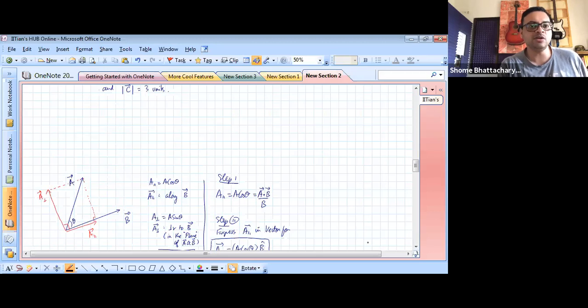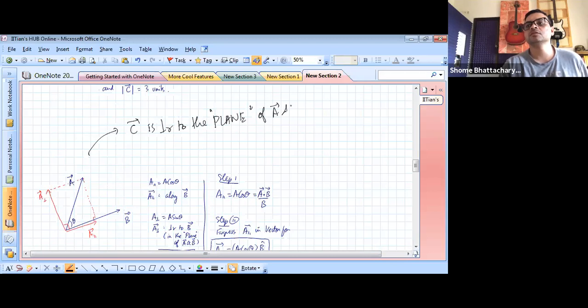Yes, very good, Samad. It is along n cap, where n cap is the unit vector perpendicular. So in this diagram, where is the vector C? The C is perpendicular to the plane of vectors A and B. This whole plane of A and B is the plane of the board, that is the plane of the screen. Okay, so that means C should be either coming out or going in.